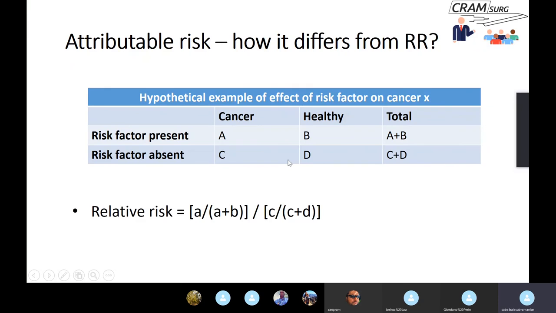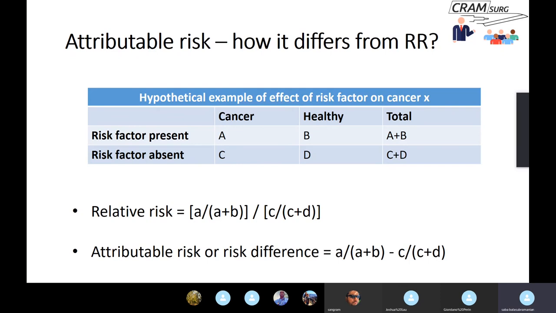And if you remember how you calculate relative risk, we said that relative risk is simply the ratio of two probabilities, which is the probability of cancer in people with the risk factor, that is A by A plus B, divided by the probability of cancer in people without the risk factor, which is C by C plus D. Now, attributable risk or risk difference, however, is simply the difference between these two probabilities, not the ratio, which is relative risk, but the difference.